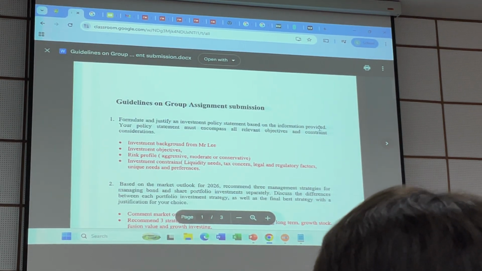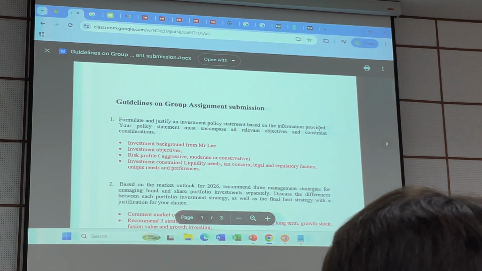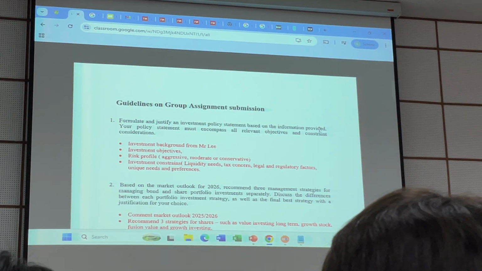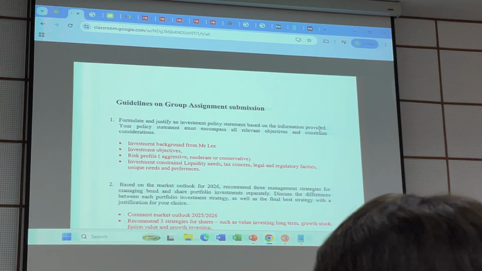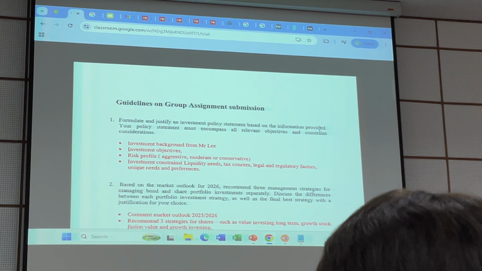Okay, look at the first one. If I say go to the first question, you identify Mr. Lee's investment background. The case already gives you some background for him. And what is the investment objective for him? So you identify his risk profile, whether aggressive, moderate, conservative, and also understand his limitation: when he needs this money, and what the tax issue is.